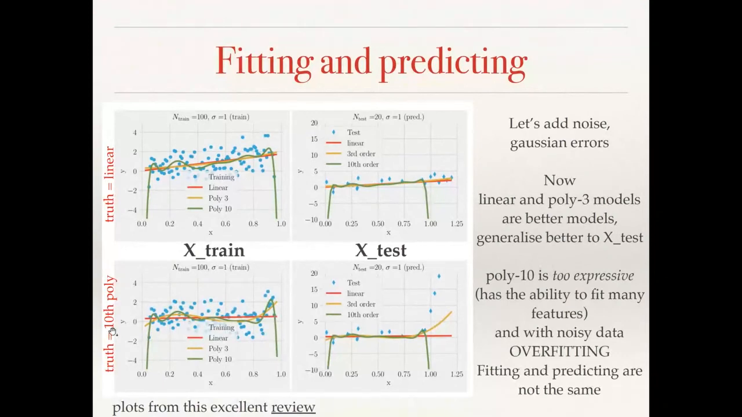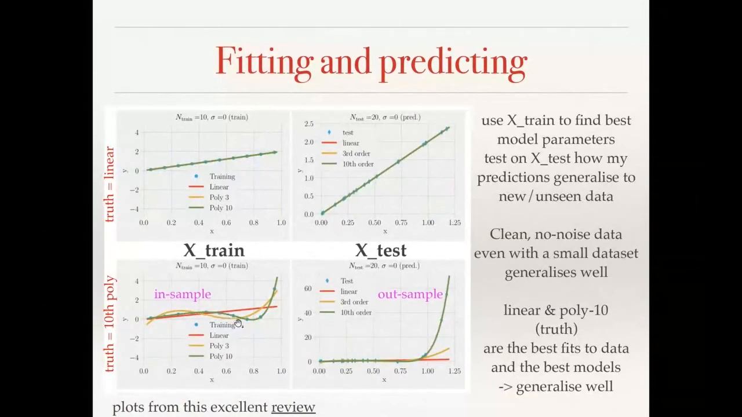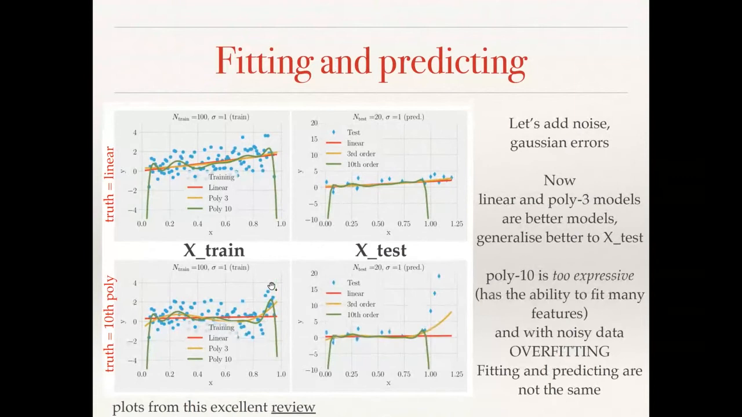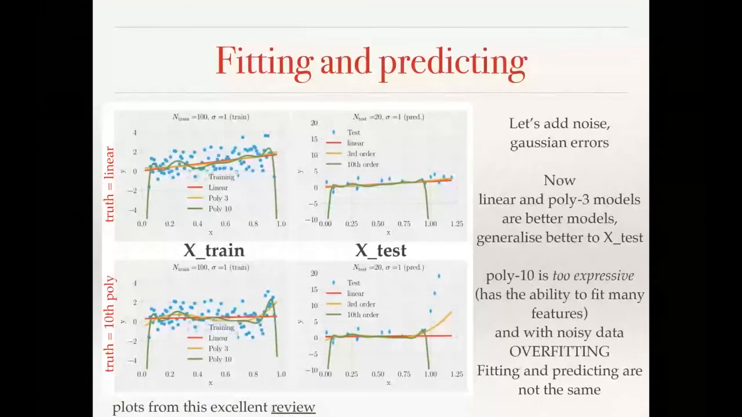So although the truth is a 10th order polynomial, exactly this one, when we try to fit a noisy set of data with a 10th order polynomial, what minimizes the cost function, the best fit to this data, is no longer the 10th order polynomial we had at the beginning. This complex model with many parameters, this 10th order polynomial, is trying to fit features that are not there.